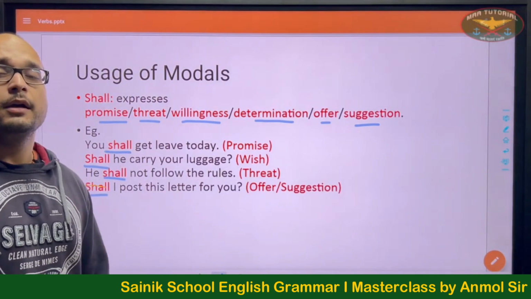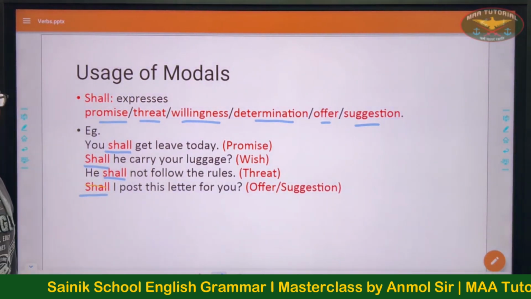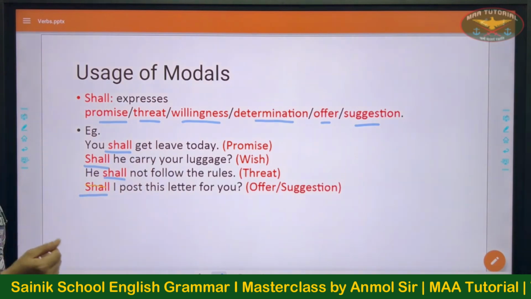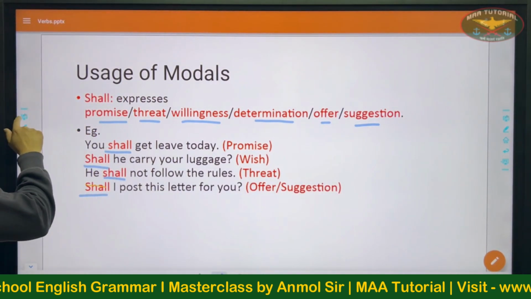Do you want me to post this letter for you? Is what I'm asking. When I want to ask, do you want me to do something for you? I can use shall. Shall I do it for you? Are you sure you want me to do it? Shall I do it for you? It's an offer or a suggestion. Shall.